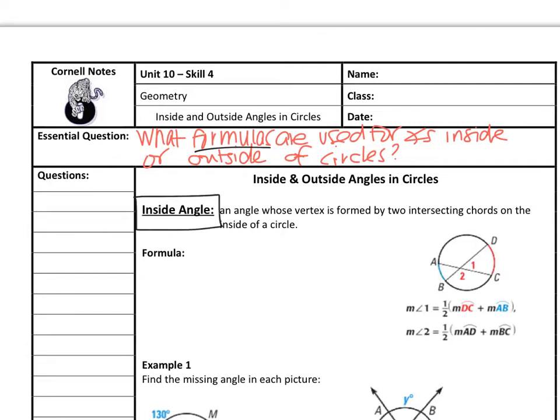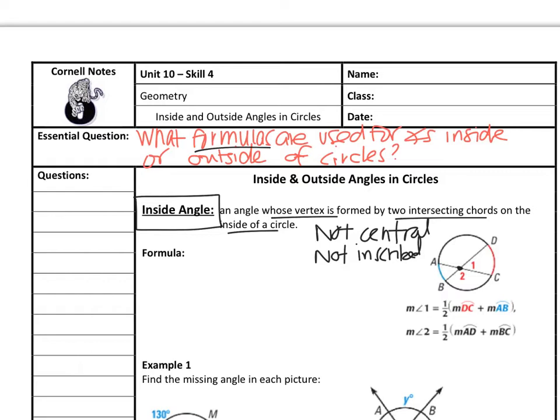So we're going to start with these inside angles where the vertex is formed by two intersecting chords inside the circle. So you'll notice that this vertex is not at the center, so not central. And it's not inscribed, meaning not on the edge.